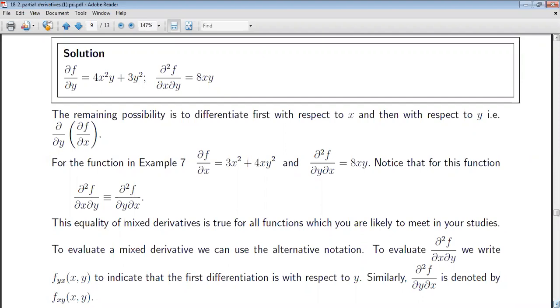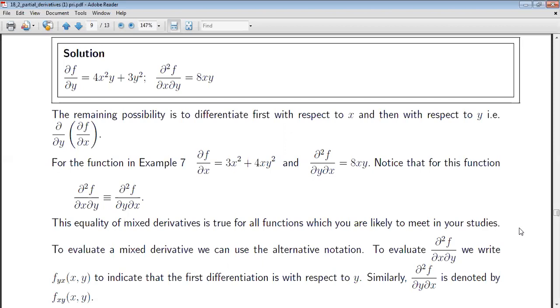Always remember one thing: for any function of x and y, suppose you are going to find the mixed second order derivative. In both cases you will find the same result. In every case, remember that. See here it is written, see the note: this equality of mixed derivatives is true for all functions which you are likely to meet in your studies.